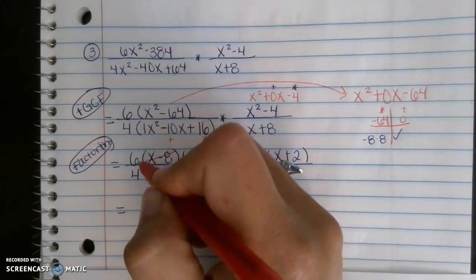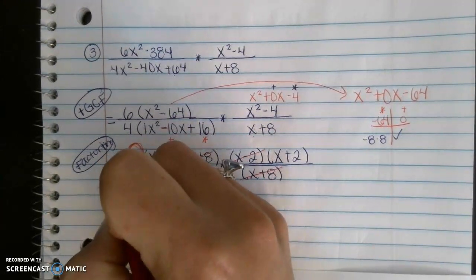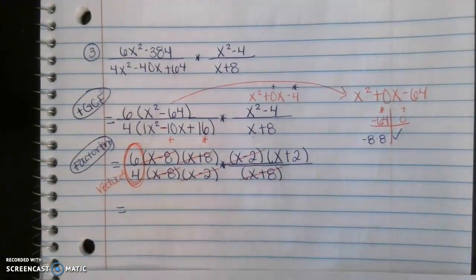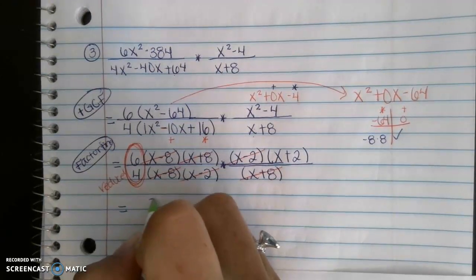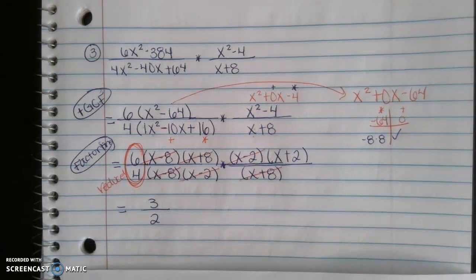And hopefully you're recognizing right here, this 6 over 4, we can reduce this. Okay, 6 over 4 can actually reduce to 3 over 2. I can reduce that fraction there.